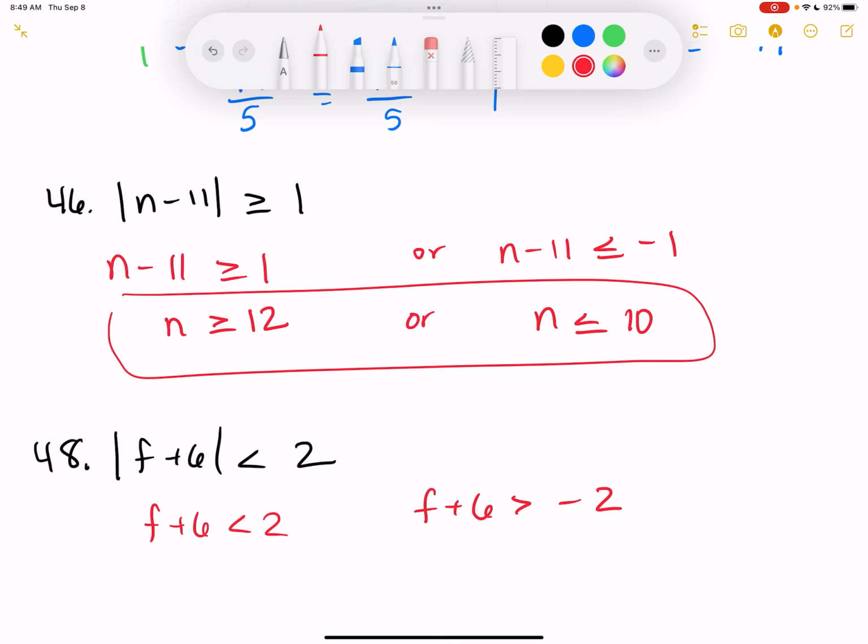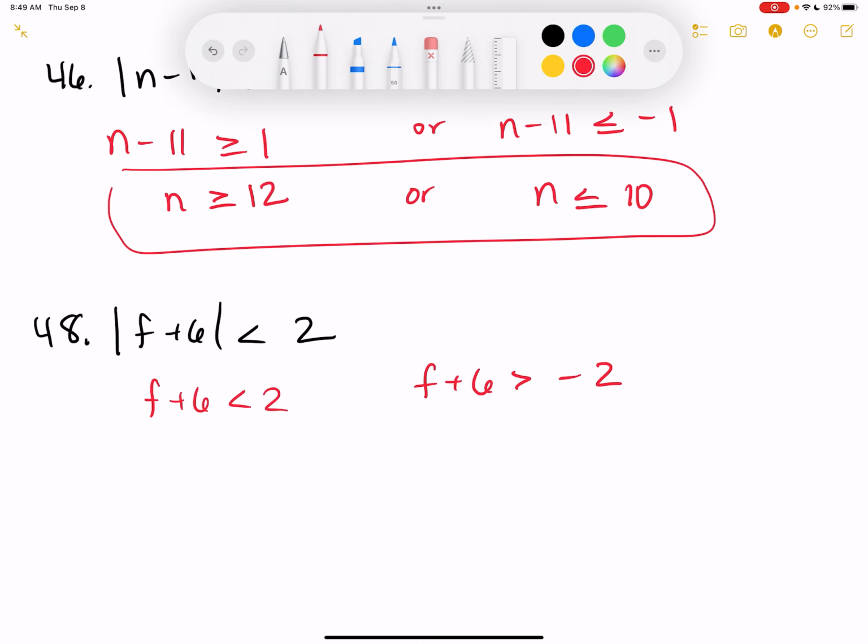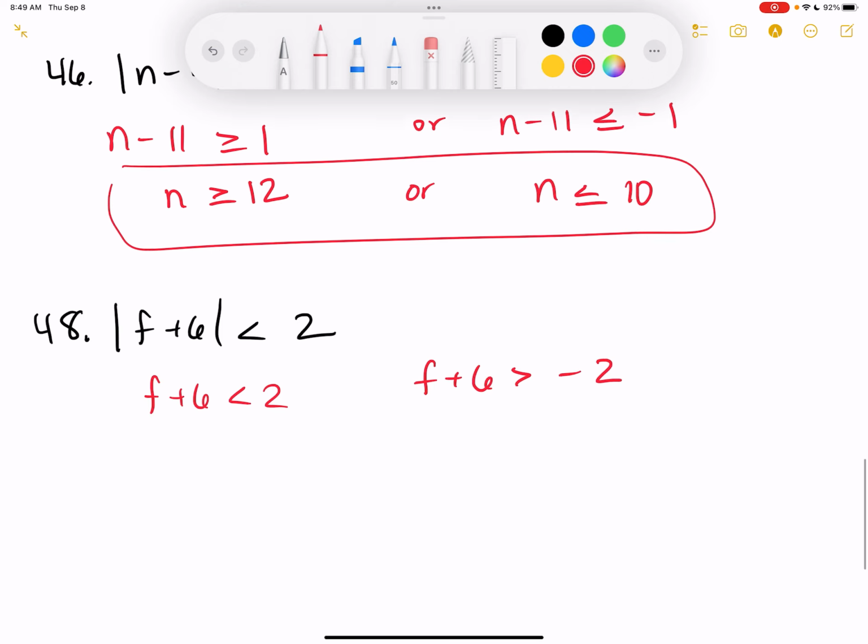Okay, and just backing up a second. n was greater than or equal to 12, or n was less than 10. Okay, so those were going opposite directions if you were to graph them, so that's why we leave them separate. If it were to be going in the same direction or like pointing together, then we would write them all as one.